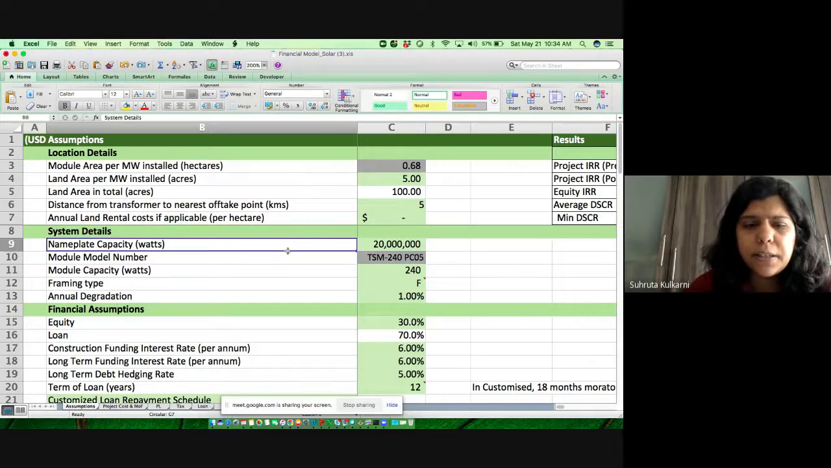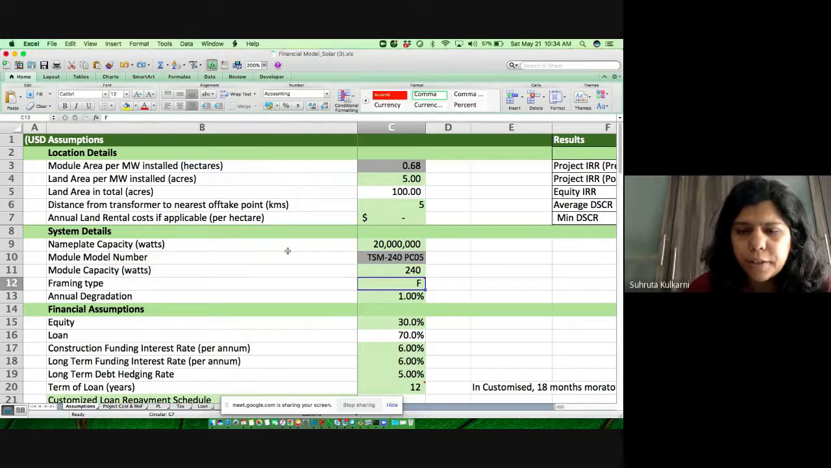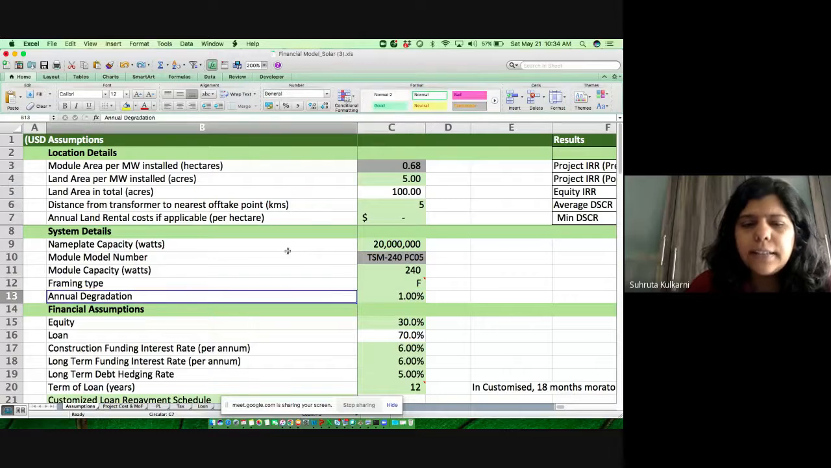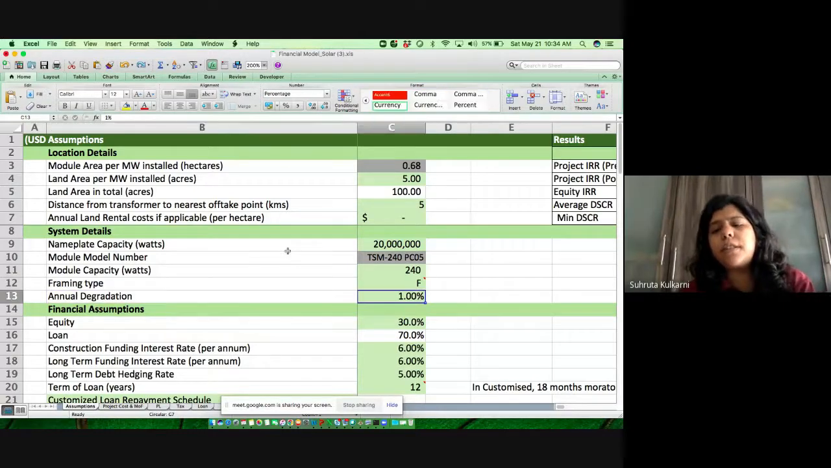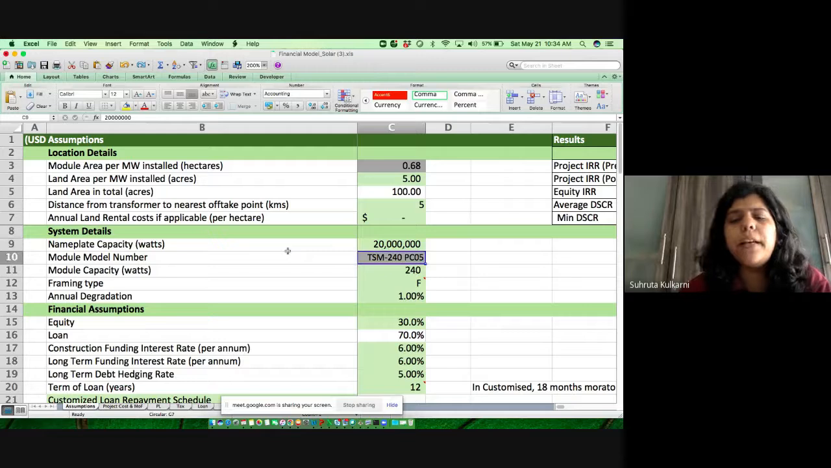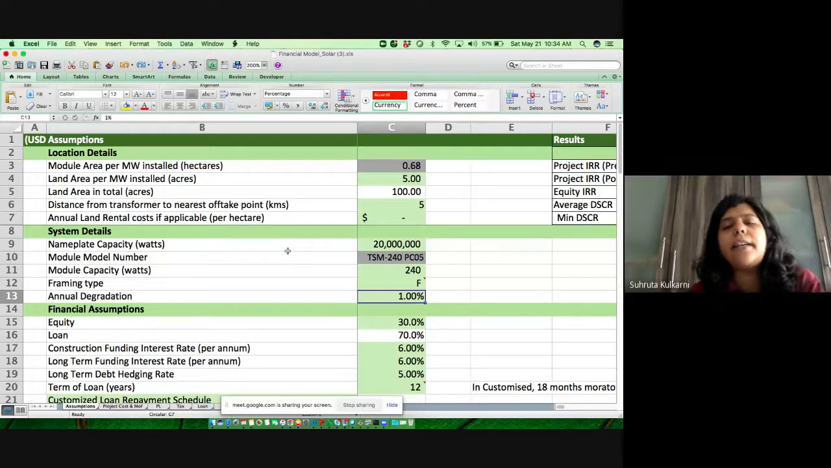Then we have the system details: what's the capacity, what's the capacity of each module, what kind of module, and what is the annual degradation. Again, this is important from a solar project perspective. Solar modules today, if they're generating 20 megawatt hours of electricity, 1 year down the line will degrade and generate 20 into 1 minus 1%, so 99% of the capacity.